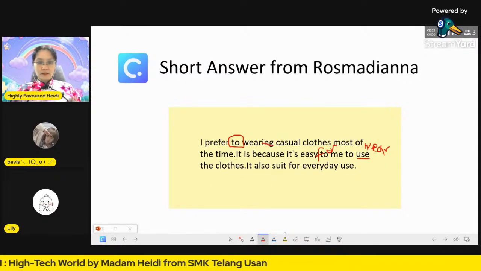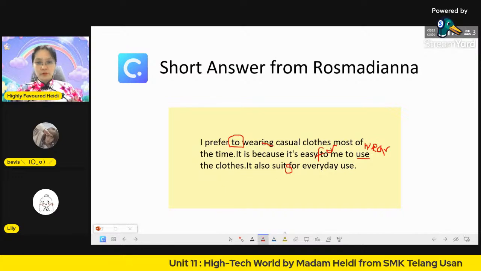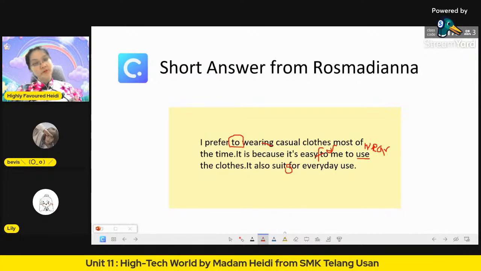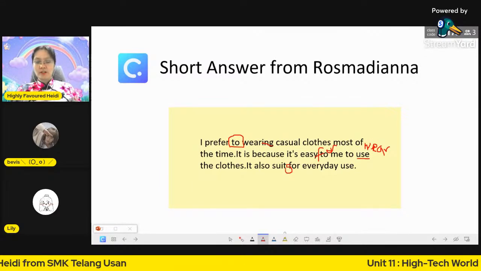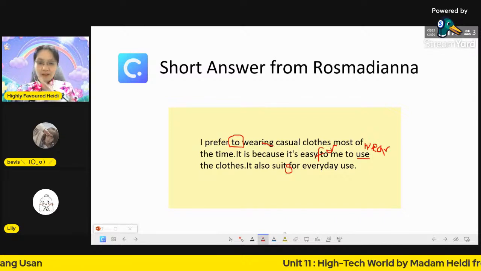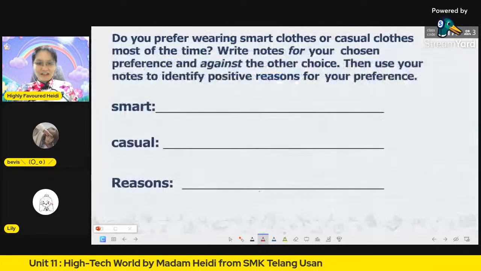Okay. It also suits he, she, it. Make sure your verb has s. It also suits for everyday use. Okay, it's also suitable, I think. It's also suitable for everyday use. Okay. Good. Thank you for your participation. So glad to have your answer.